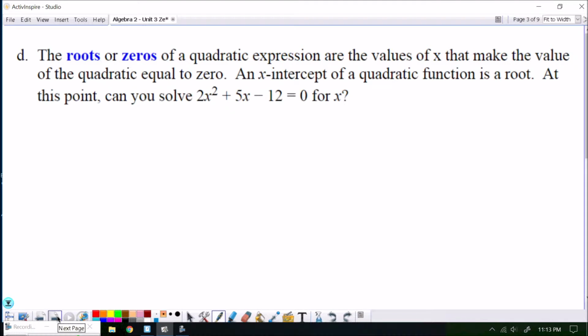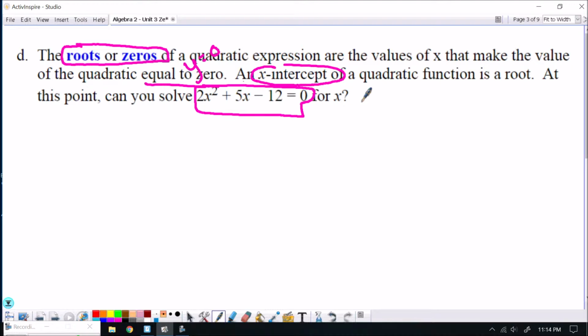So some terminology I want to look at is roots and zeros. The roots or zeros of a quadratic expression are the values of x that make the value of the quadratic equal to 0. Well, if it's equal to 0, then that must mean that it is an x-intercept, since y is equal to 0. So really what we're looking at is if we have an equation and we want to solve that equation for x, then we're actually finding the x-intercepts of that equation.